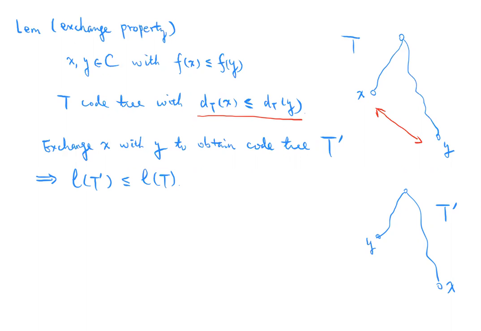So that means a character with smaller frequency can always be put as deep as possible. So x moves. What happens is the small one moves downwards. So move this x down, to this place. All right. So this one.